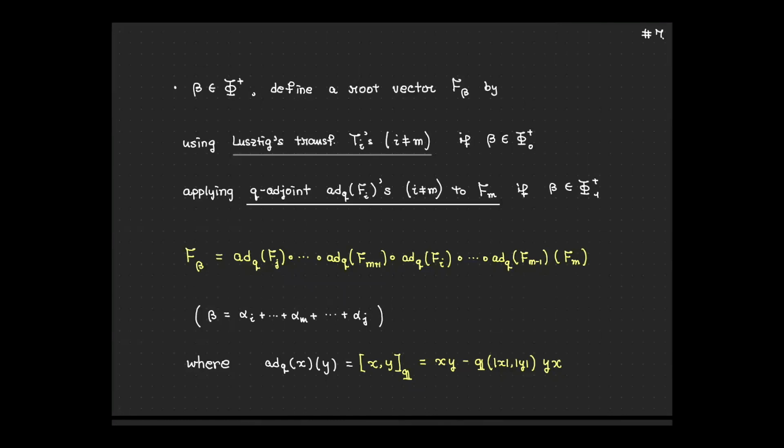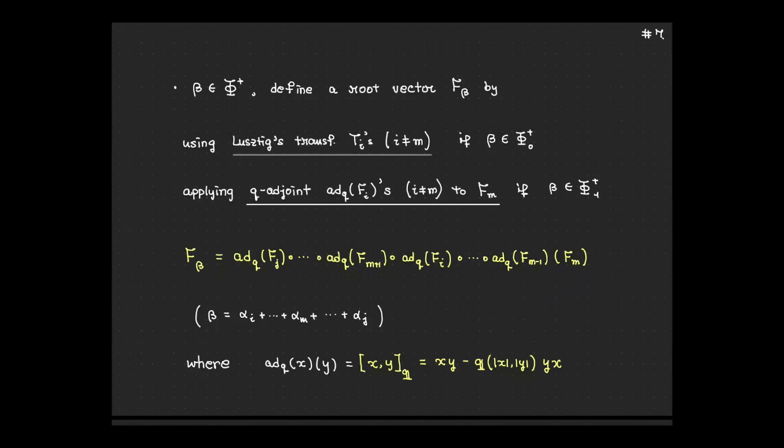And for the odd ones, we also define in a similar way as in the case of type A, using the Q commutator to get the root vector corresponding to the odd ones, which are located in the rectangular part in pink.